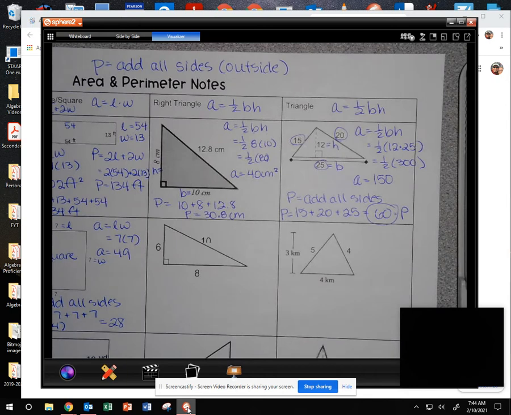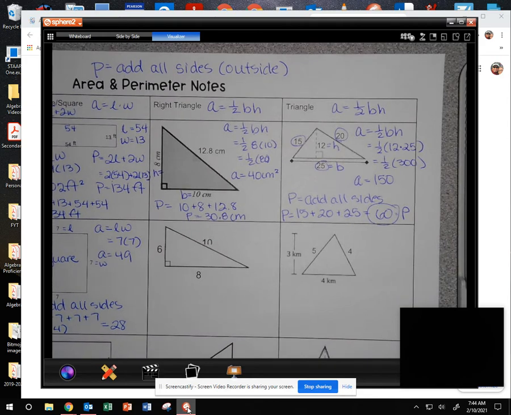Okay. So you have some work to do in your journals that I would like for you to do. They will be on pages 2 and 3. And you can keep these notes out and make sure you have the formula chart.